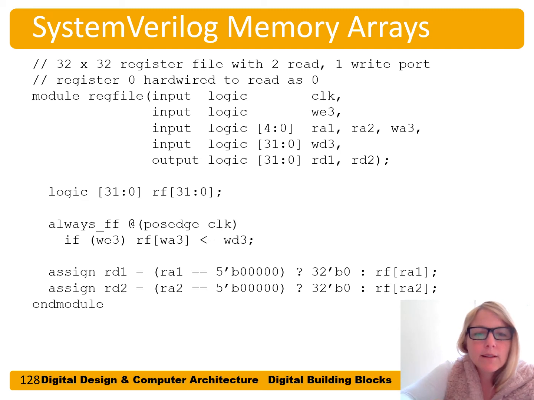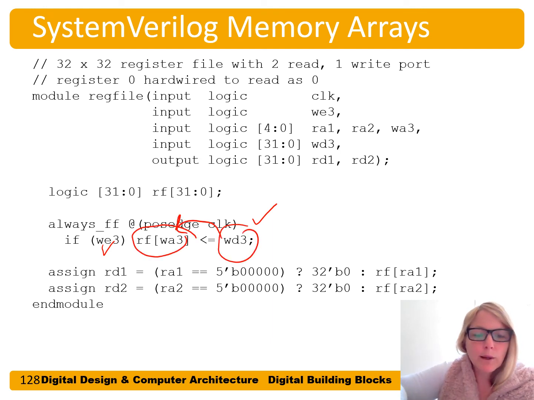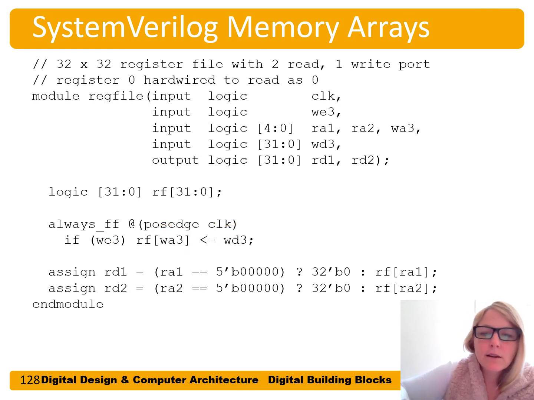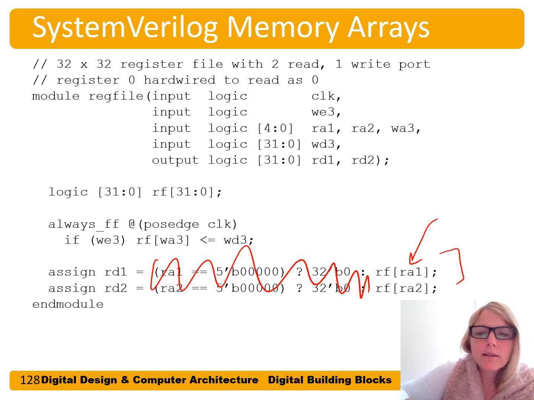Always at the positive edge of the clock, if write enable 3 is true, then we write whatever is in write data 3 to the memory array at write address 3. And then our read is done combinationally. So ignore this part first. RD1 is equal to whatever is stored in the register file at read address 1, and RD2, the read data 2, is whatever is stored at read address 2.